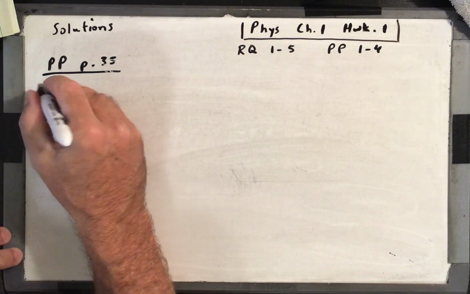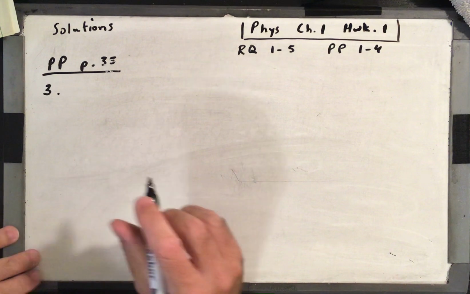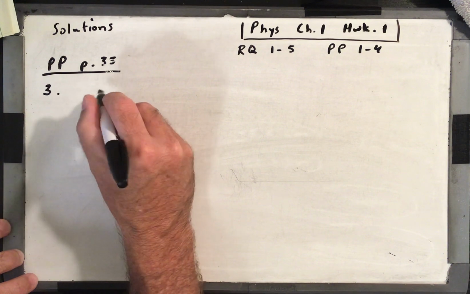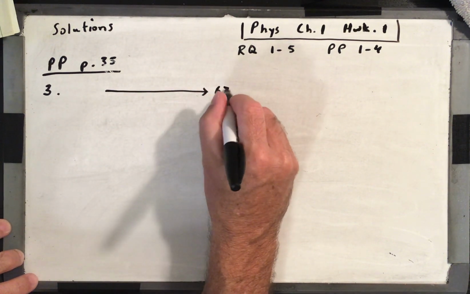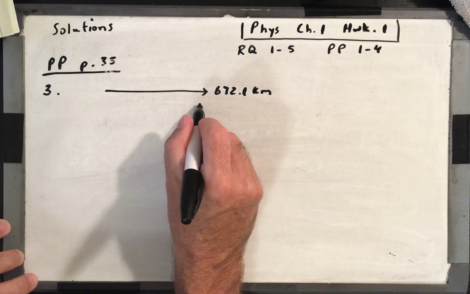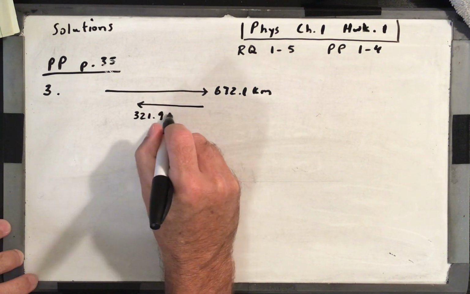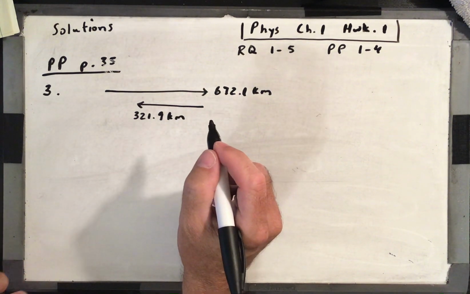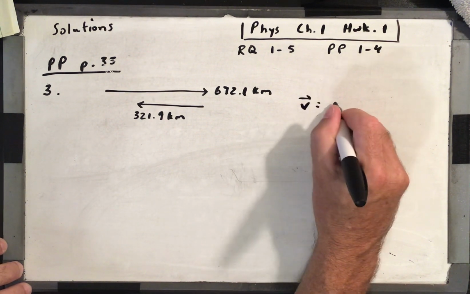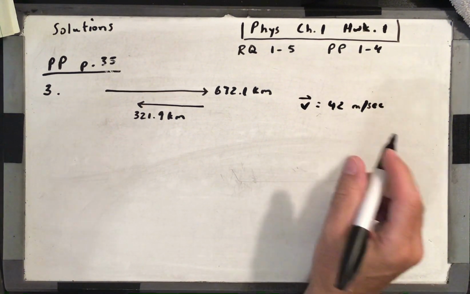All right, number 3 says that a plane flies straight for 672.1 kilometers and turns around and heads back, and then lands at an airport that's 321.9 kilometers. The plane's average velocity was 42 meters a second. How much time did the entire trip take?